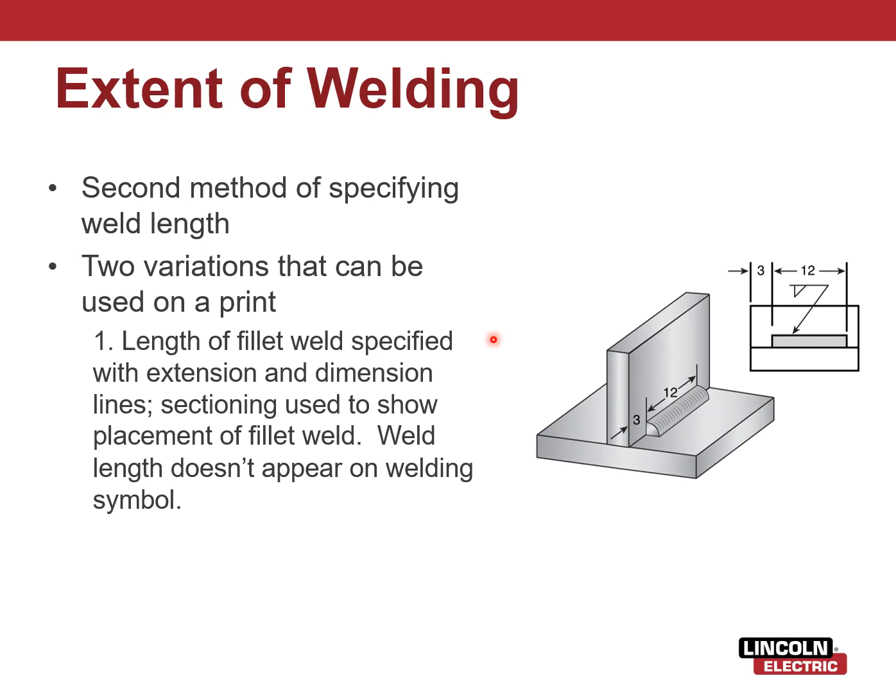The second method of specifying weld length: the length of the fillet weld is specified with the extension and dimension lines. The weld length doesn't appear on the welding symbol. We already know what the dimensions are between the edge of the plate and the beginning of the weld, so we don't need to have the length of the weld also right next to the welding symbol.